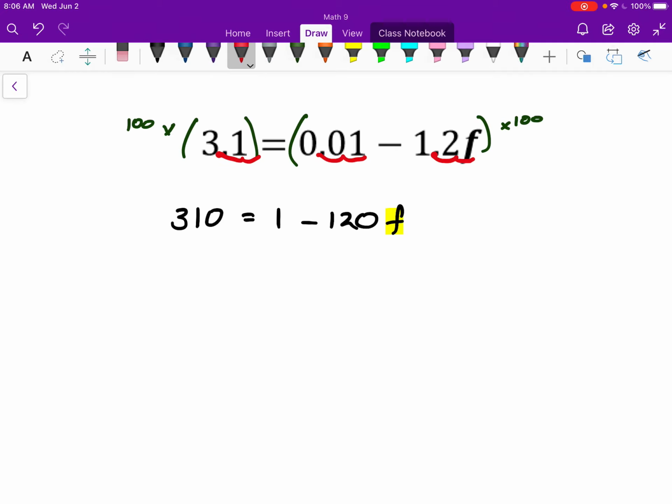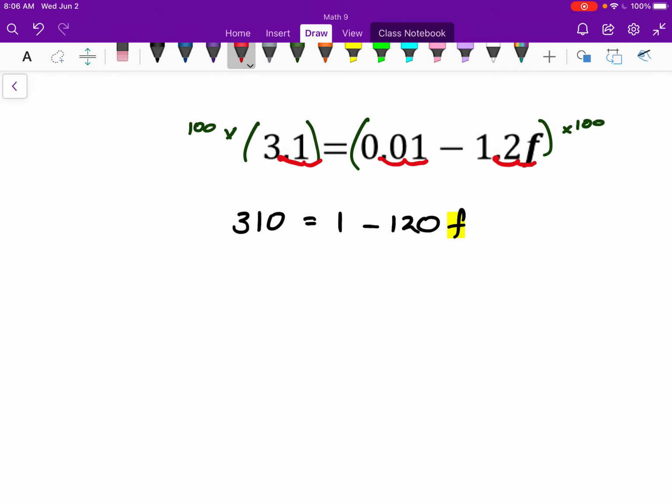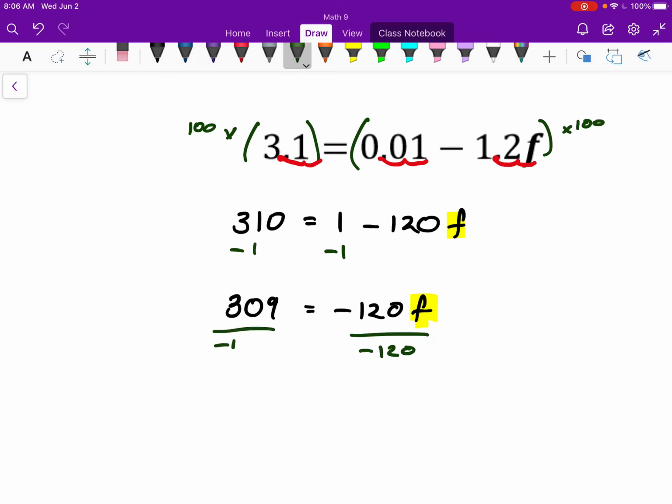With that said, I added an extra step, but by doing that, I have what you may feel are cleaner numbers. And with that said though, I still have to figure out f. I would subtract 1 from both sides to get rid of that constant of 1. So I have 309 equals negative 120 times f. Right? It's still easy to miss that negative in front of the 120. And then if I want to figure out f, just divide both sides by negative 120.